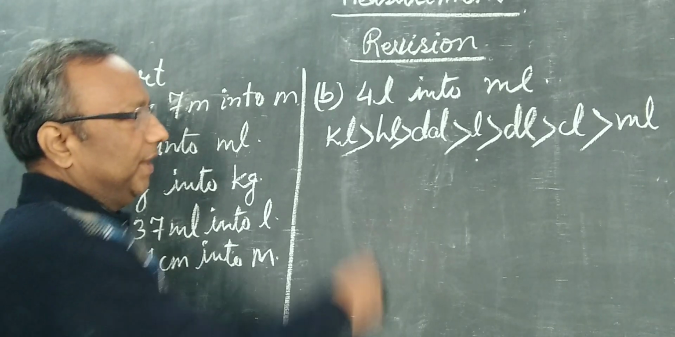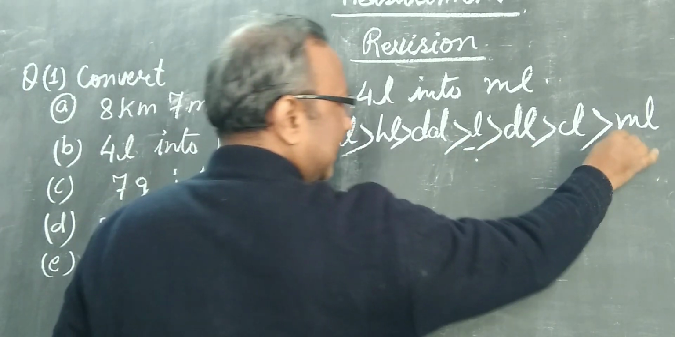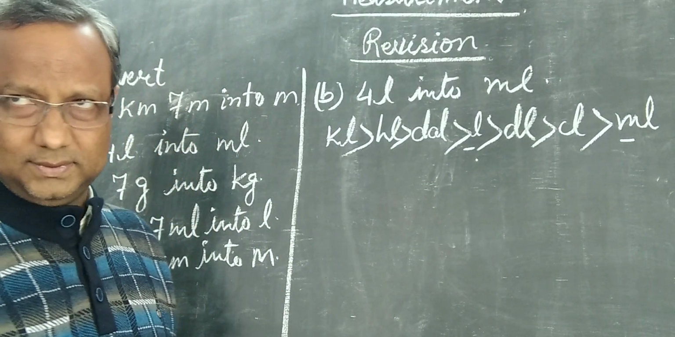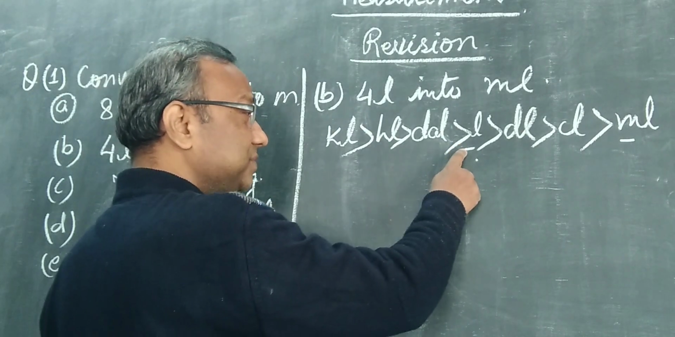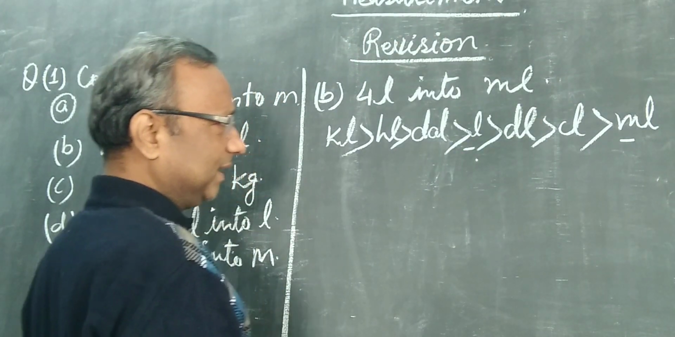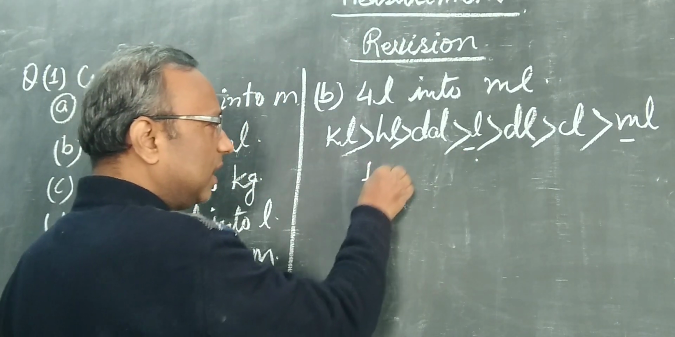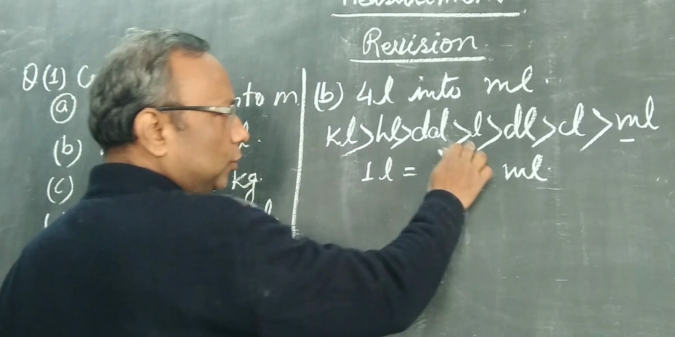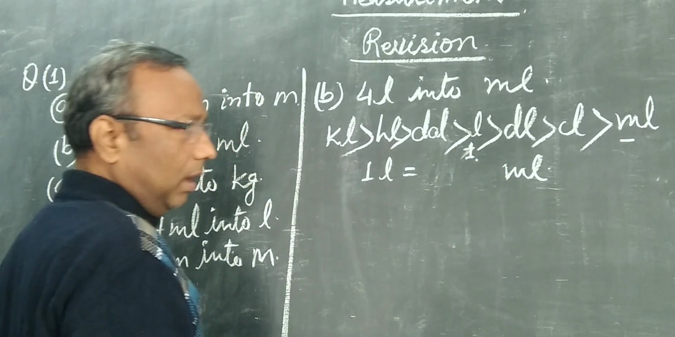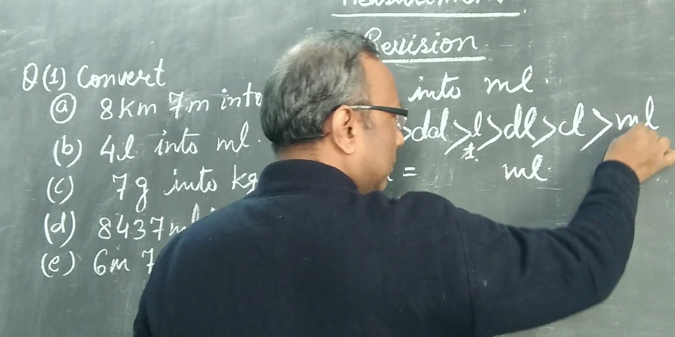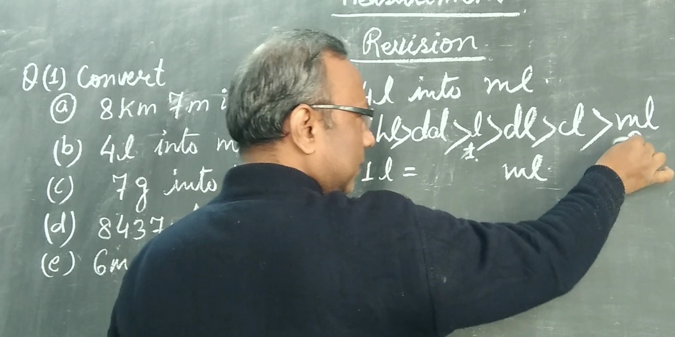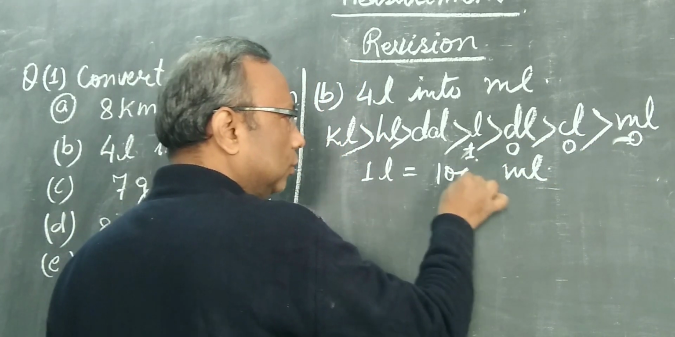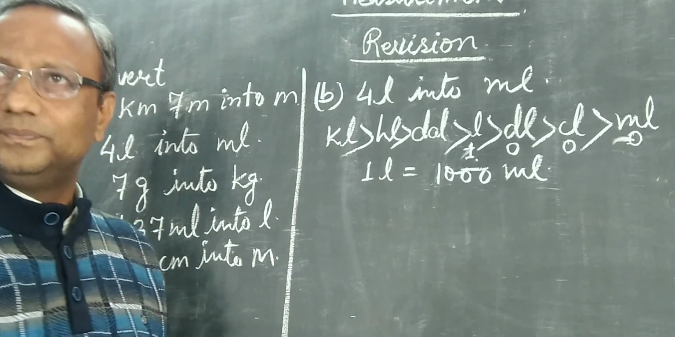Now see, liter is here and milliliter is here. Which is the greater unit, liter or milliliter? Liter. Clearly, liter is greater than milliliter. So we will see 1 liter is equal to how many milliliter. So we will put 1 below the liter column and start to give the 0 from the milliliter. So milliliter 1 0, next centiliter and deciliter. It means 1 liter is equal to 1000 milliliter.